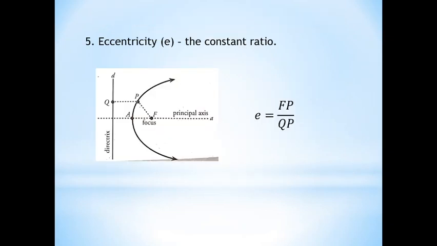Okay? And for the fifth, eccentricity. So this is the constant ratio. If point P is one of the points of the conic with point Q as its projection on the directrix, then the eccentricity is the ratio of the distance FP to the distance QP, which is a constant. And in symbol, we have e is equal to FP over QP.